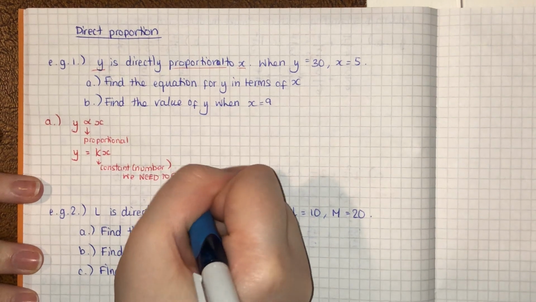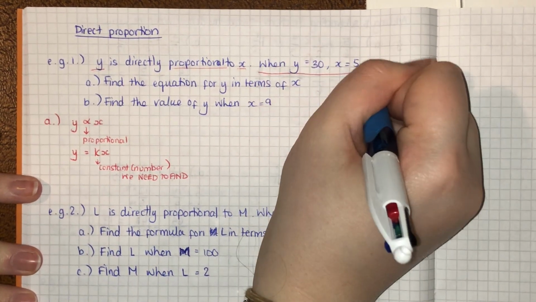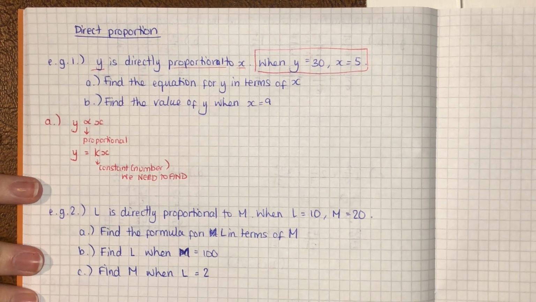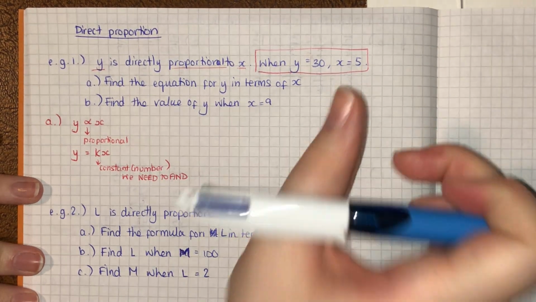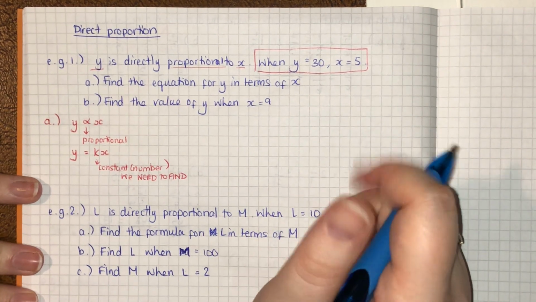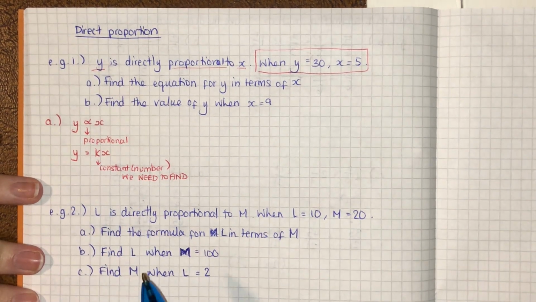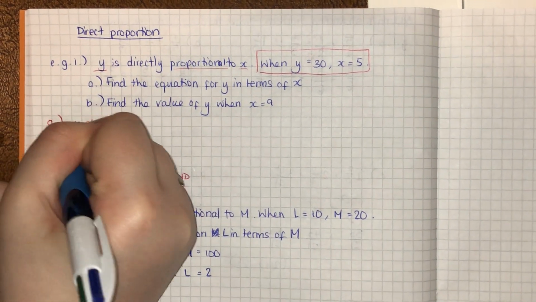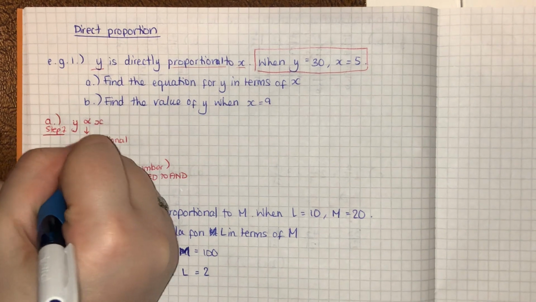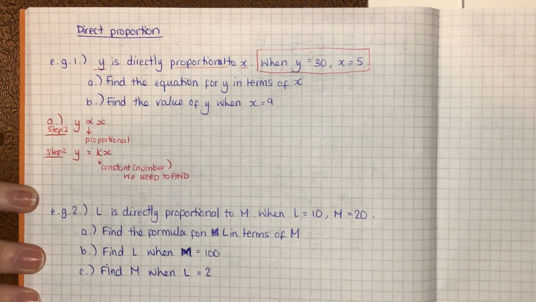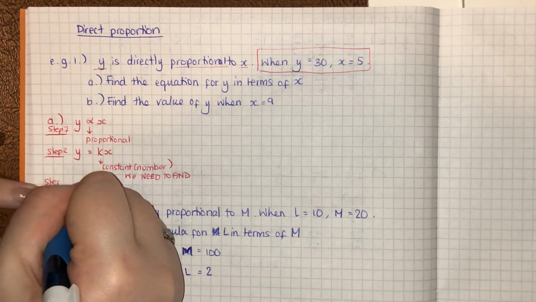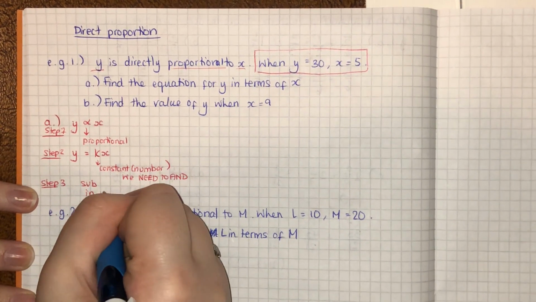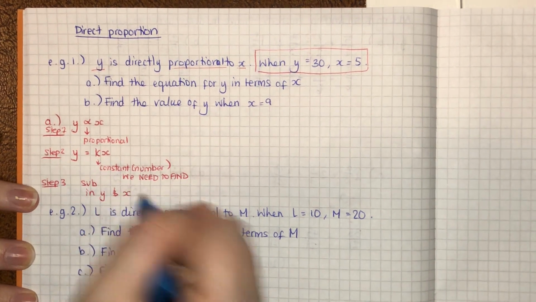Okay, and to do that, to find it, we're going to use this bit of information here. Okay, and you'll be given that in every question, a little bit of a description of the two numbers: when y is this, x is this, to enable us to then be able to work out what k is. Okay, I'm just going to add step numbers. So this is step 1. This is step 2. So step 3 is called sub in y and x.